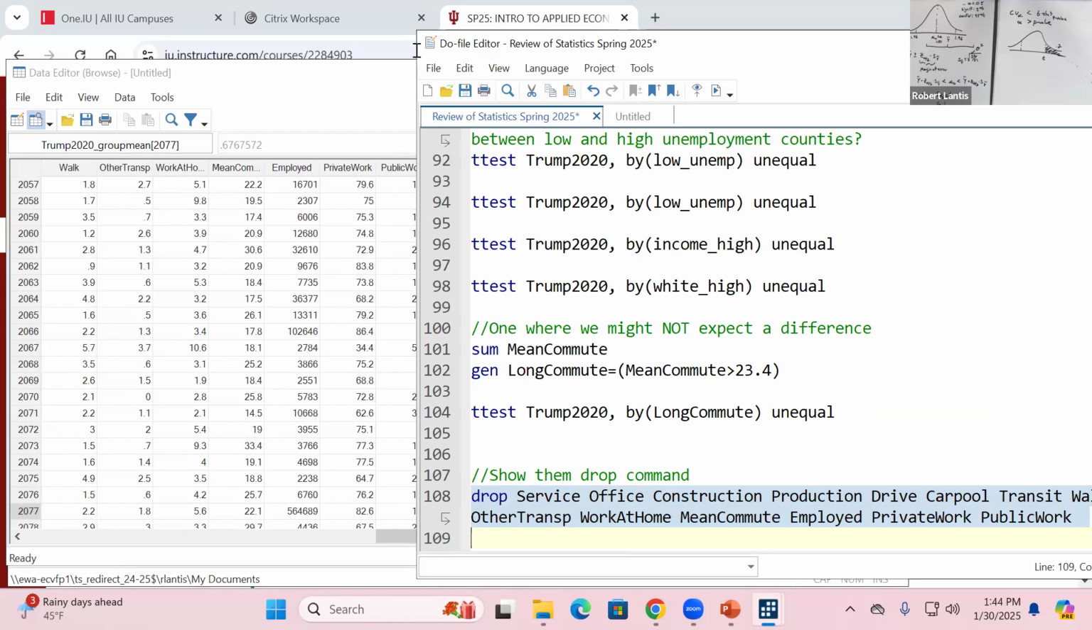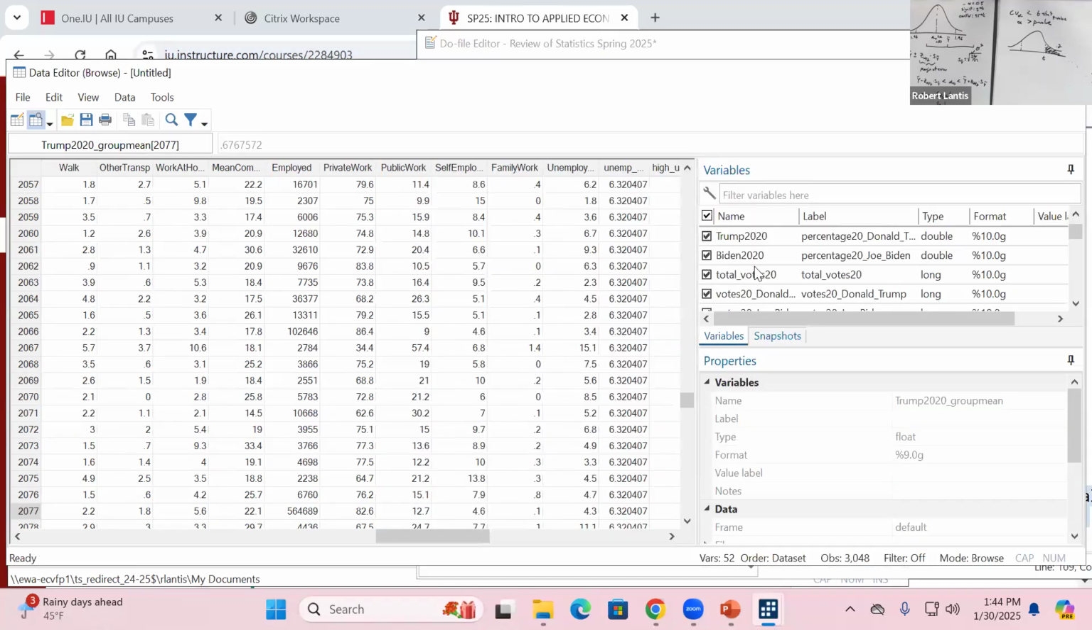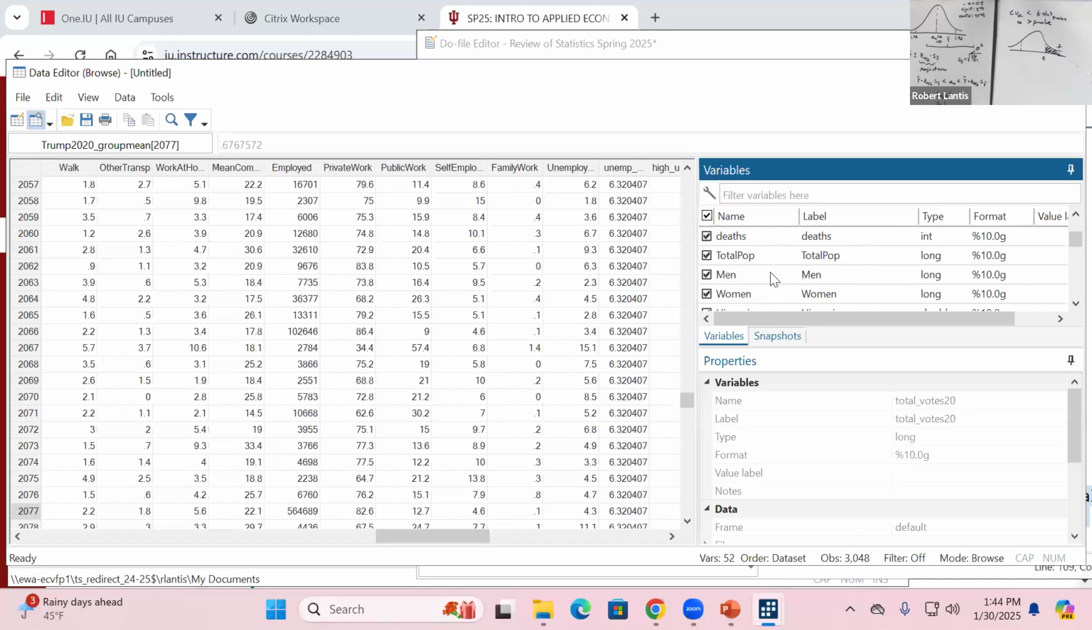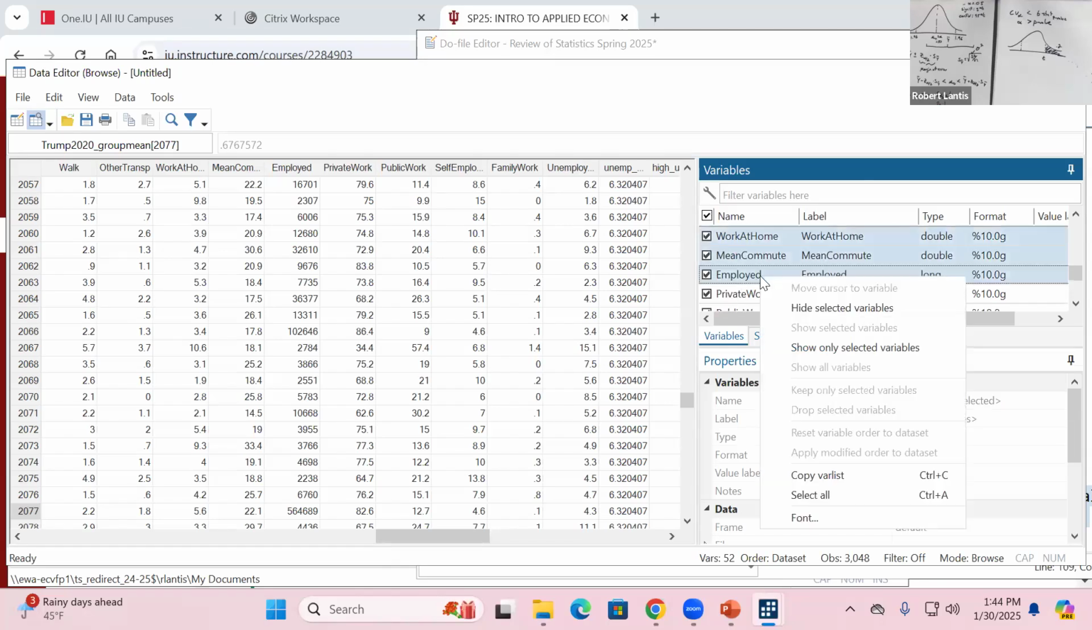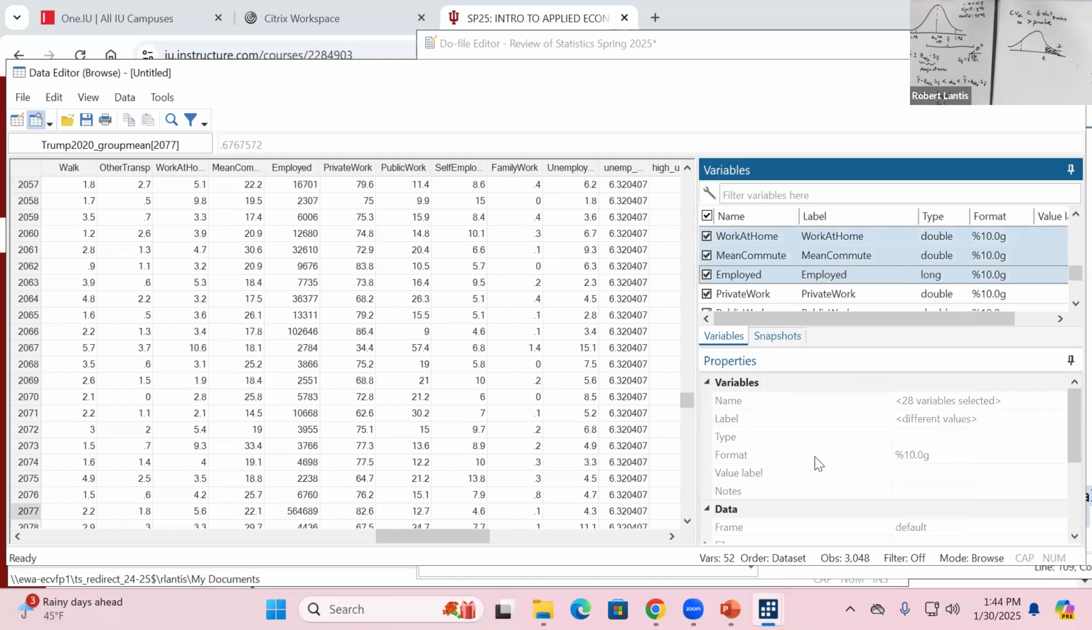Now, I didn't type all of these out. What I did was, you can go up here. So let's say I go to men, all the way down. I don't need any of these. I right click, go to copy variable list. So that's one way. If I want to do things with multiple variables, I can copy all of those names at once.